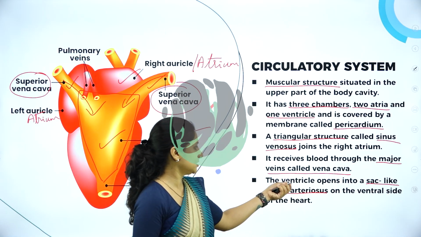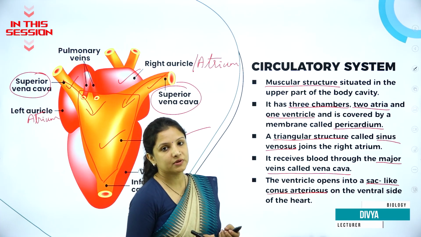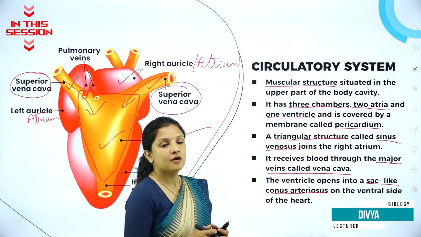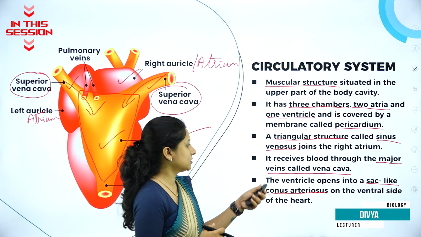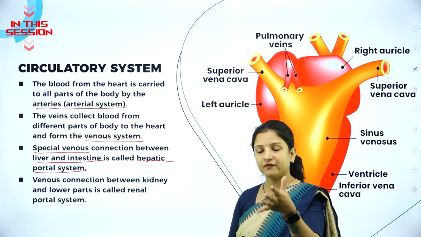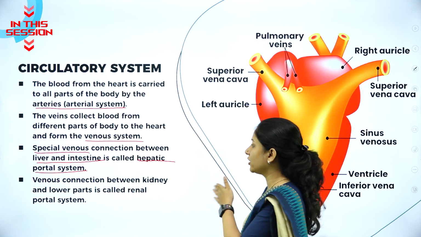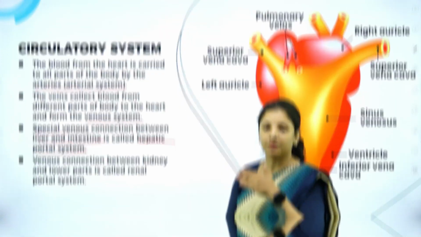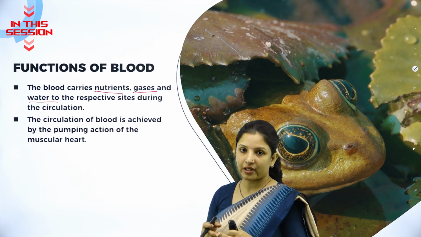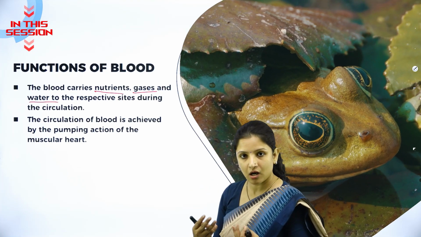Conus arteriosus. It is present on the ventral side of the heart. So the ventricle opens into a sac-like structure which is called the conus arteriosus on the ventral side of the heart. Hepatic means something related to the liver. So from the liver to the intestine there is a connection of the circulatory system which is called the hepatic portal system. By contraction and relaxation of the heart, the blood is received into the heart and it is sent out of the heart.